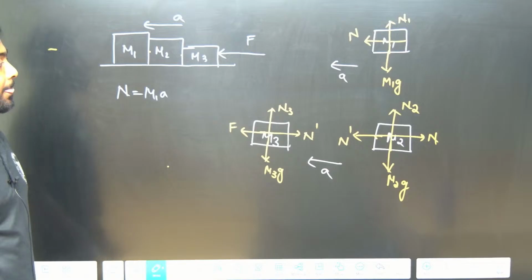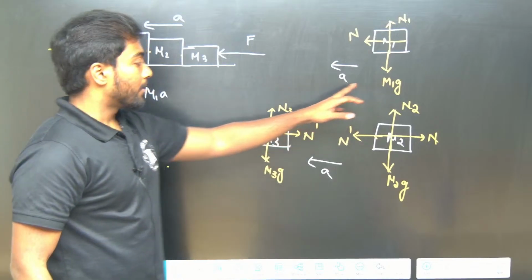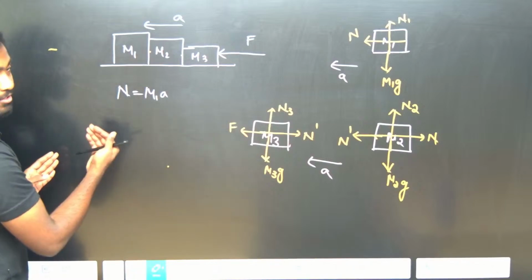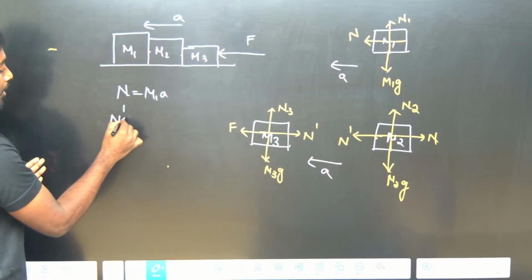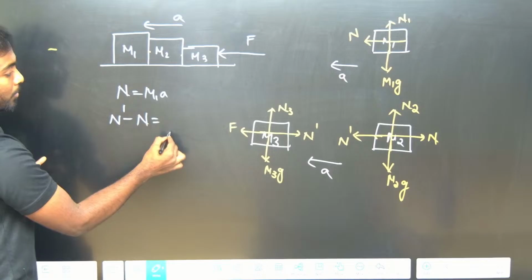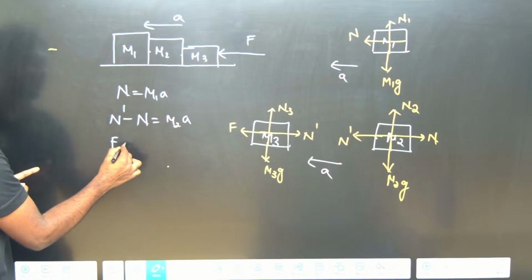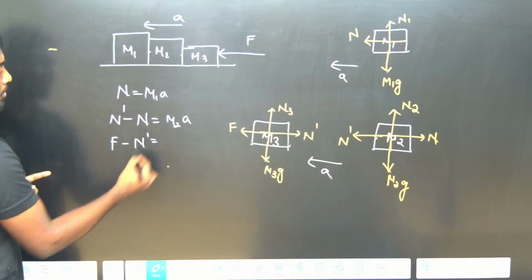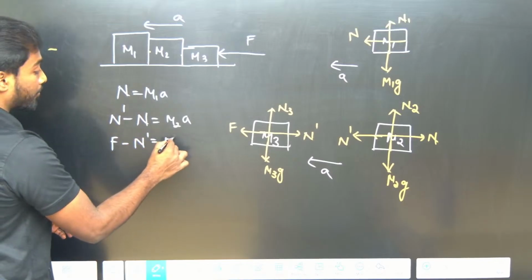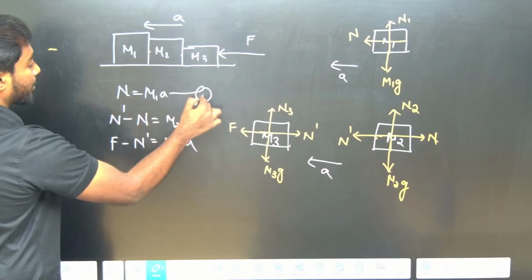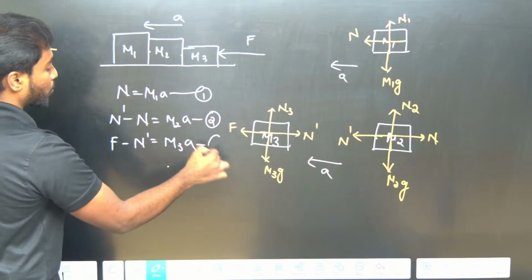Not g. Yes. Now the next one is the second one. In the same direction as the acceleration, N dash is there, in the opposite direction N is there, so N dash minus N should be equal to m2a. And the third one is F minus N dash will be equal to m3a. Right? Now this is equation 1, equation 2 and equation 3.